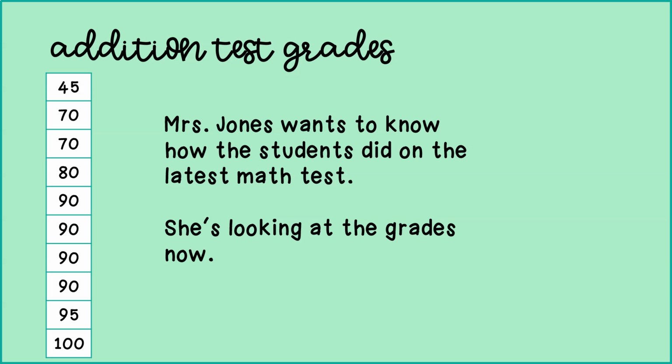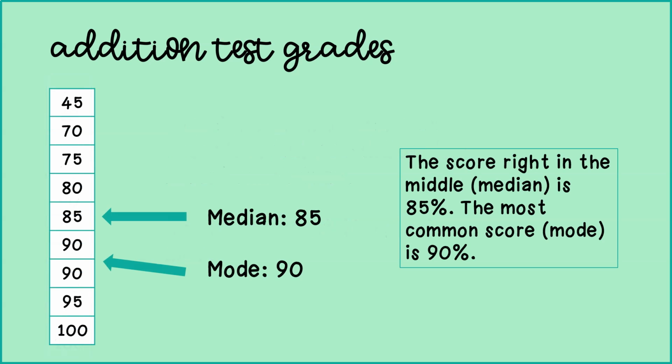All right, test grades, or grades in general, are a good way to use statistics. Mrs. Jones wants to know how the students did on the latest math test. Here are the grades. The median is 85%, so she knows that's the value directly in the center. That's the middle value, 85, and then the mode is 90. That was the most common score. Both of these measures give her some information about how her students did on this particular test. 85 is in the middle, but the most common score was 90.